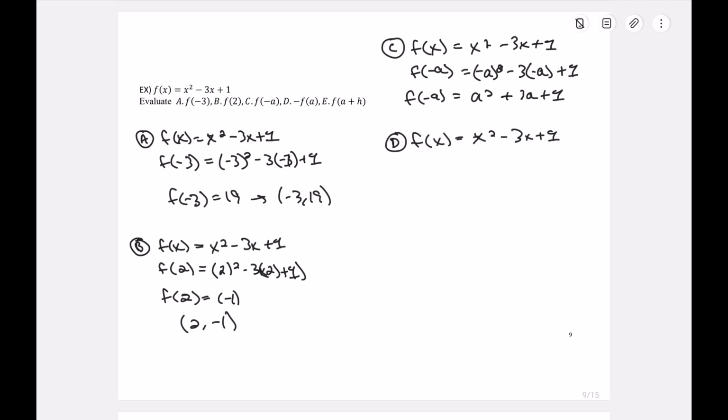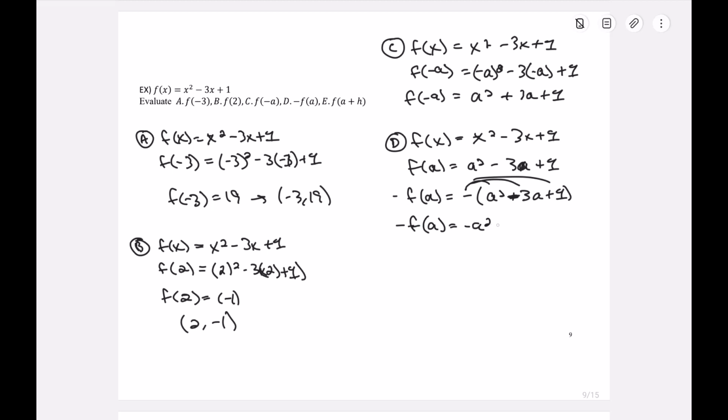For D, we want negative f of a. So we can look at plugging in a wherever we see an x. So we would get a squared minus 3a plus 1. And then we would include our negative, and we would take our negative and distribute it out into everything. And so we would get negative f of a is equal to negative a squared plus 3a minus 1.